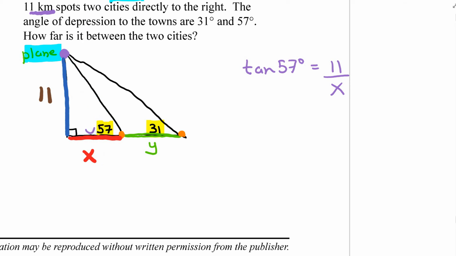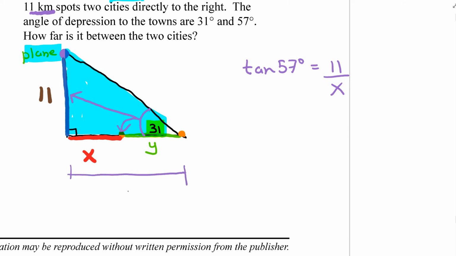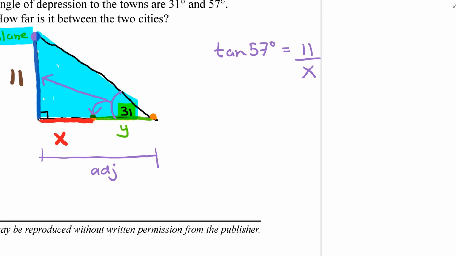The other triangle I want to look at now is this bigger triangle. I have 31 degrees, and the 11 here is still my opposite, and my adjacent now is actually this entire length, which is x plus y. So this is my adjacent right here. If I write a trig function for the bigger triangle, it'd be tan of 31 degrees equals the opposite, which is 11, divided by the adjacent, which is x plus y.